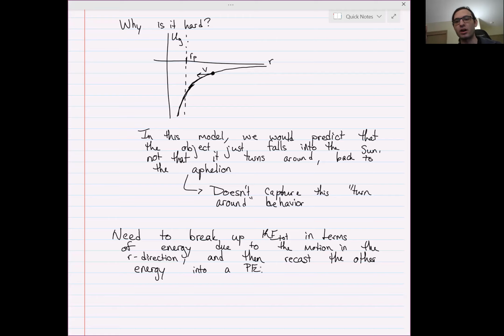But keep in mind that it doesn't matter what you call these things. You can call it kinetic energy or call it potential energy, as long as you're not changing the total energy. If you can somehow rewrite the kinetic energy associated with the motion that's not pointing towards the source of the gravitational field as a potential energy, i.e. in terms of the variable r, not the direction r, but the variable r, then you're golden.